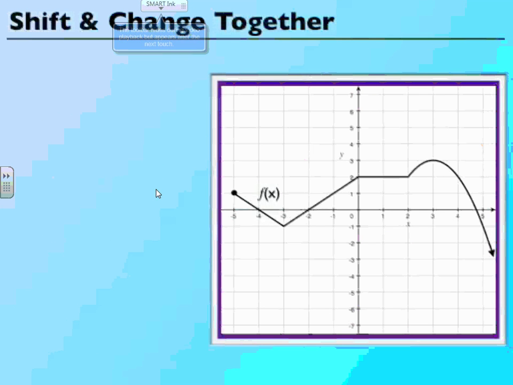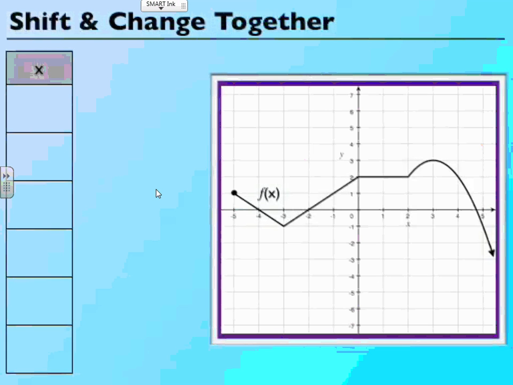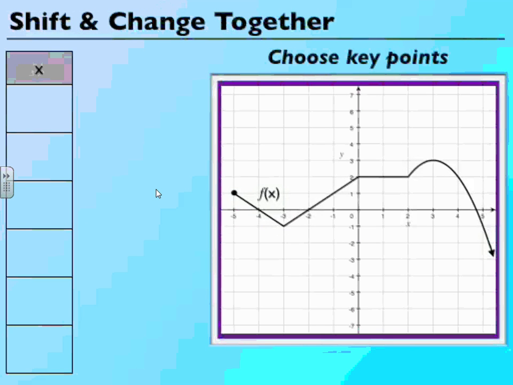Shift and change together. So this is a vertical shift and a vertical change together. So we're going to combine the two things. So x values, choose some key points. This is what I've been saying all along. Choose some interesting points. So let's pick all of those points right there, all of those kind of turning points, or the top of this parabola, the corners. So I'm going to pick one here at -5, an x value of -3, an x value of 0, x value of 2, x value of 3, and an x value of 5.